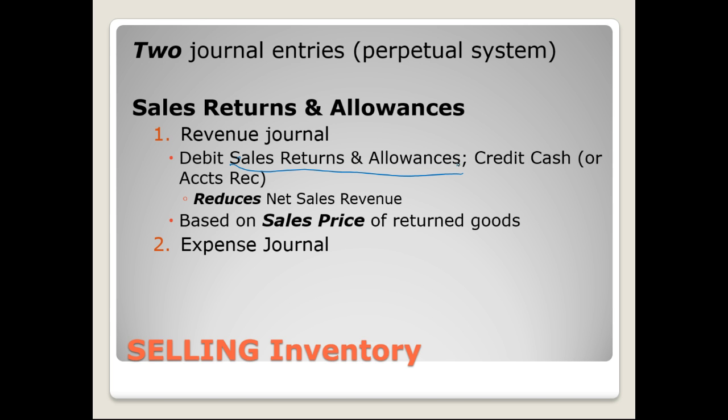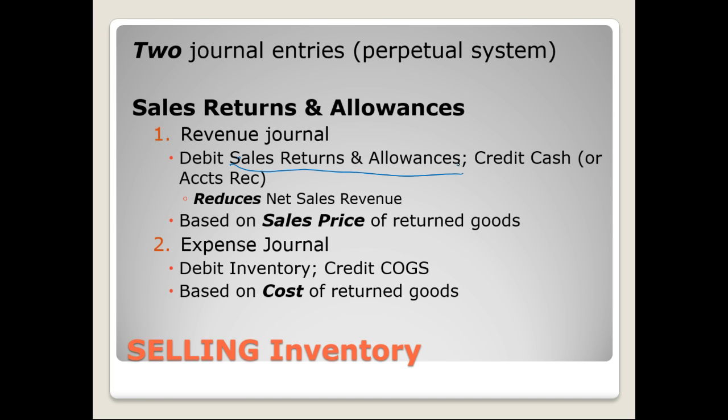When there is a return, we also have to have an expense journal. Because we are taking the inventory back into our inventory closet, we are accepting a return, we need to debit the inventory account, and now we need to credit the COGS account because that is no longer a good that was sold, so we need to reduce the cost. Remember, because this is an expense journal, we must base it on the cost of the returned good.